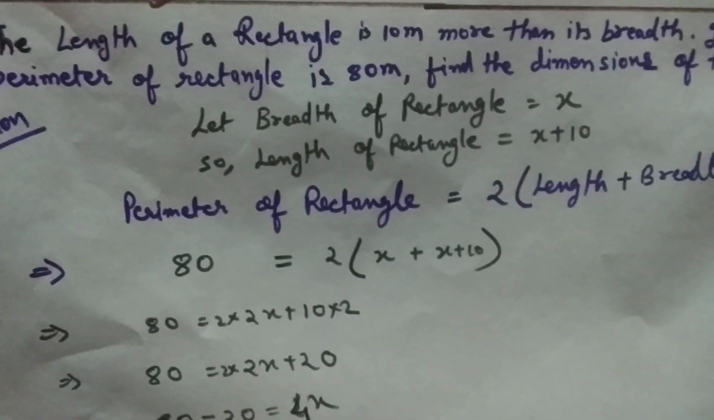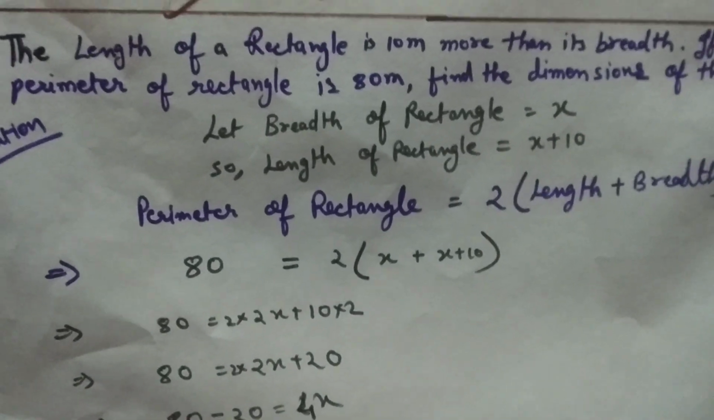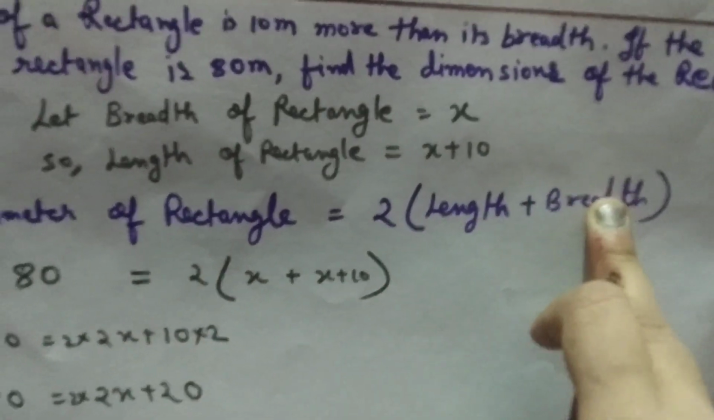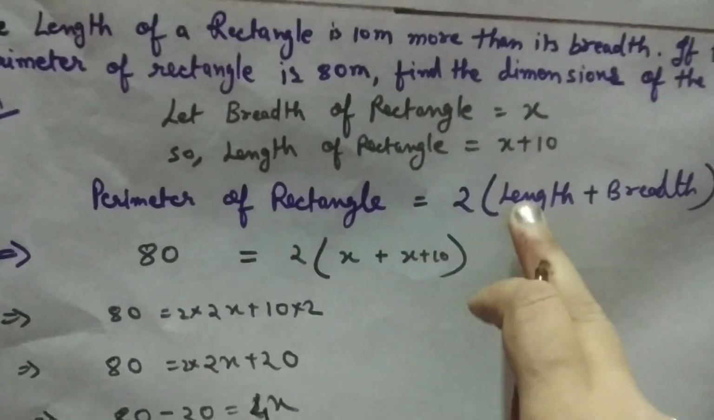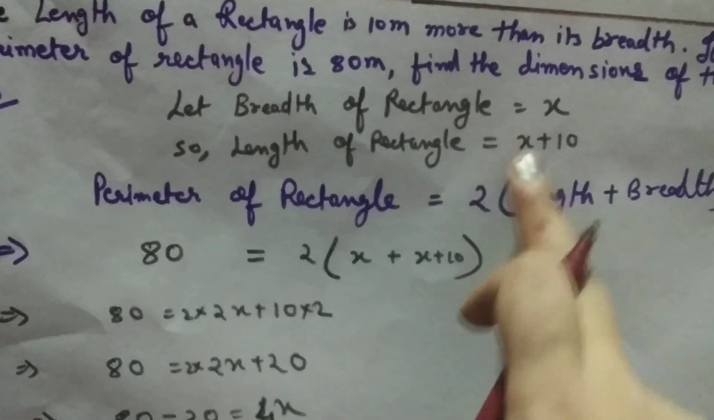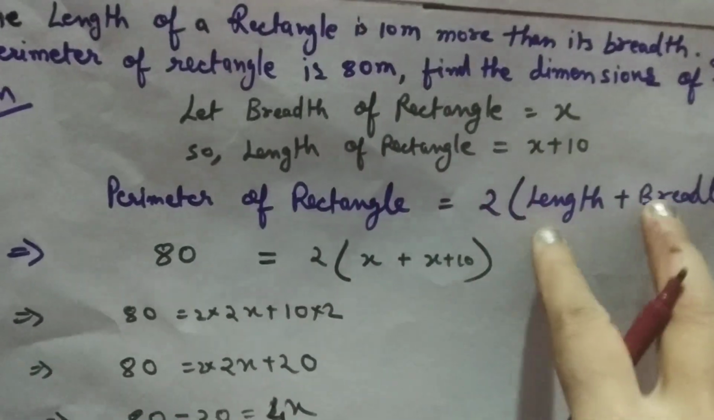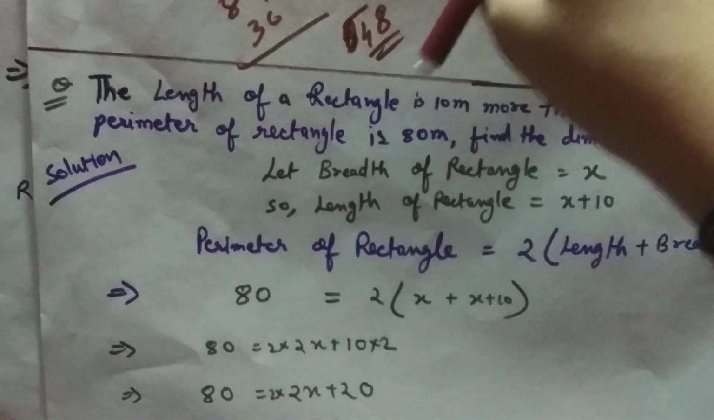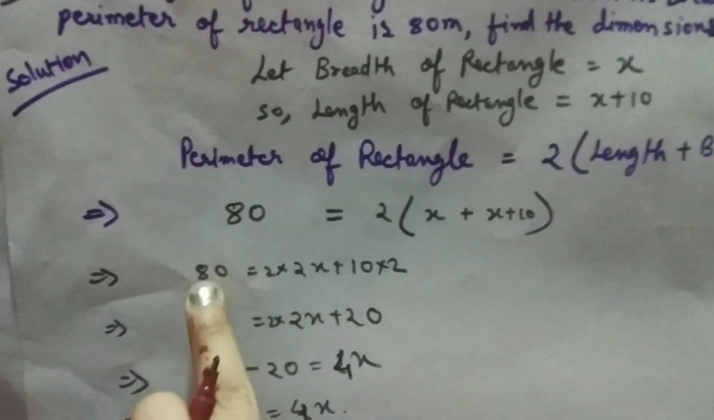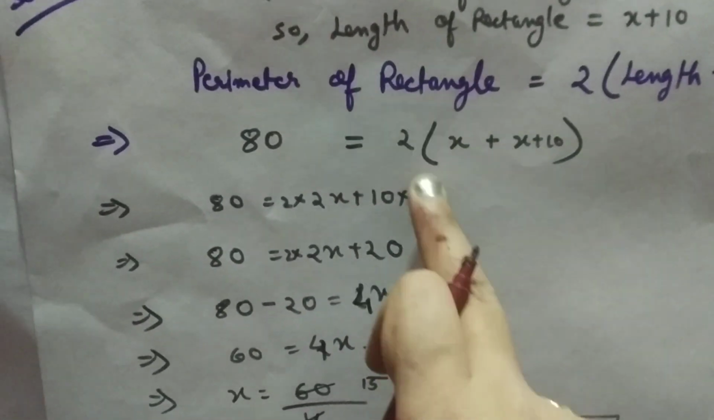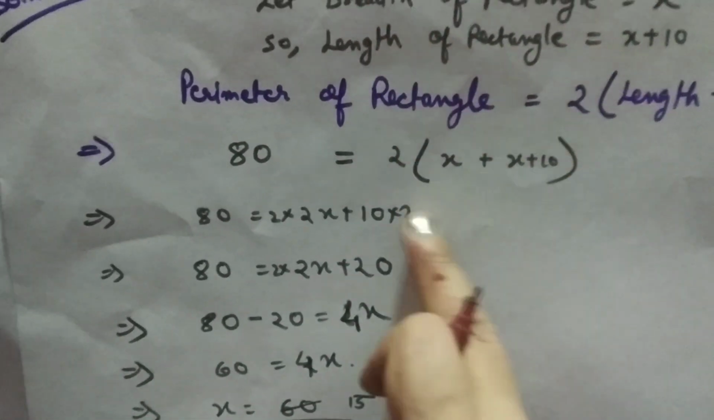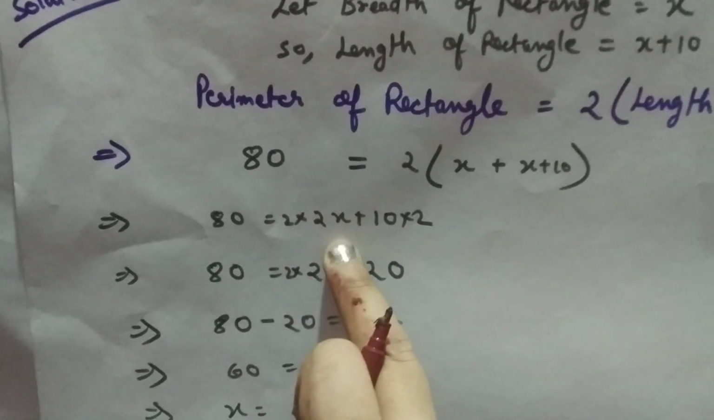Now what is the perimeter formula? The perimeter of a rectangle is given by 2 times (length plus breadth). Now we will put the value of length as x plus 10 and breadth as x. We put these values here. The perimeter of the rectangle is already given, that is 80 meters, so we write 80 here. Now we will solve this further. Multiply 2 with this and open the bracket. 2 into x is 2x.